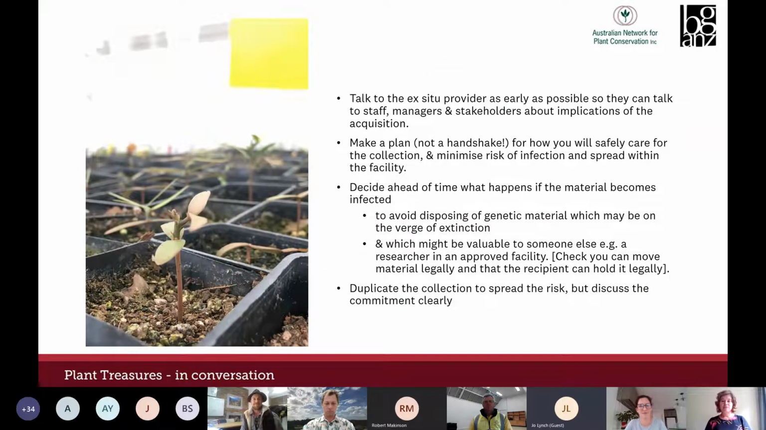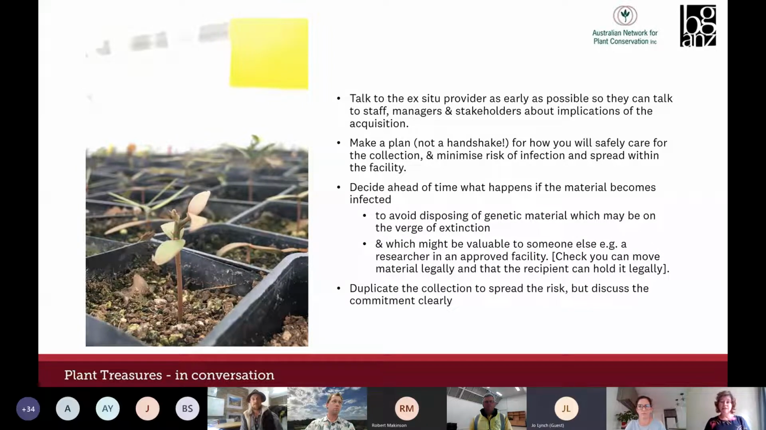So our lessons learned were really: talk to the ex situ provider as early as possible if you're going to bring a plant susceptible to a disease to a facility. So they can talk to their staff, their managers and their stakeholders about implications of the acquisition, make a plan, and as Bob said, not a handshake, for how you will safely care for that collection, minimise the risk of infection and spread within your facility.